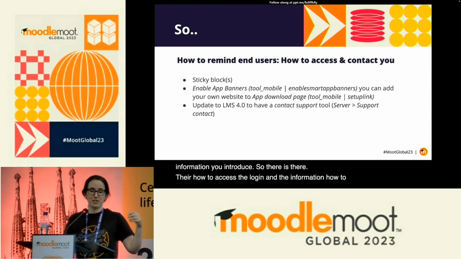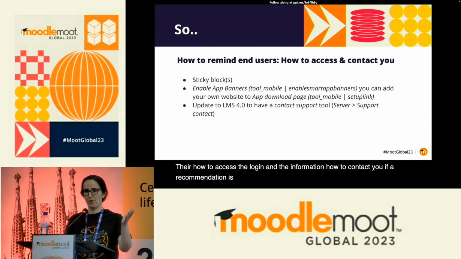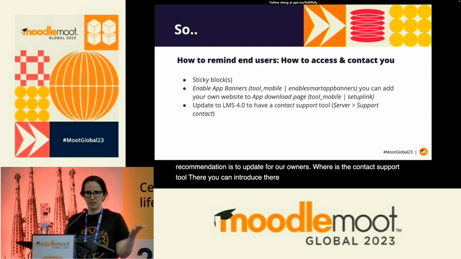If a recommendation is to update to 4 onwards, where is the contact support tool there? You can introduce there your support email or your ticketing system.